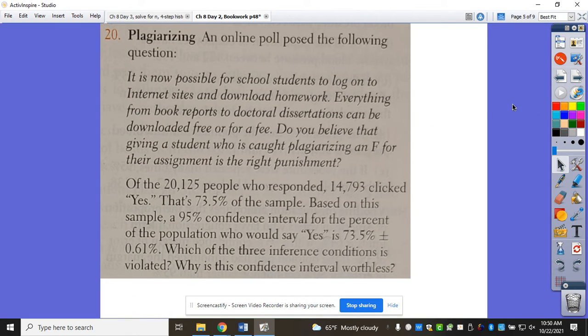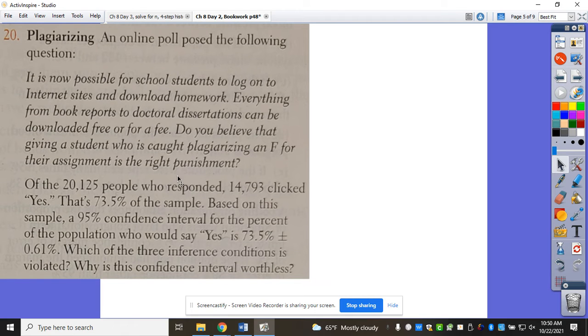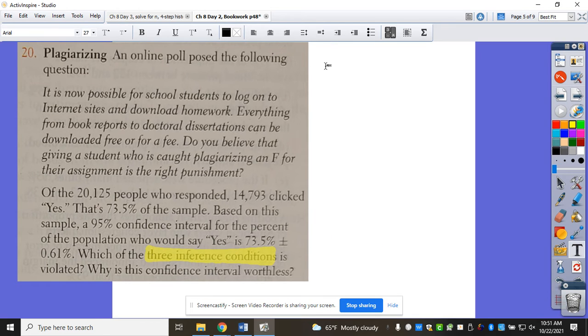All right, 20. Part of this one I wish I wouldn't have done, but it's not that serious. It says, which of the three inference conditions, what do I mean when I say inference conditions? Normal, independent, and random. That's why I said on the 4-step process, I write check conditions. It's not so that you make sure you write the words check conditions, it's that you understand those are the conditions. So first one, random. Does random occur here? An online poll was posted. No, it's not random. If it's not random, what can we not do with it? This goes chapters back. Can't generalize our results to the population.